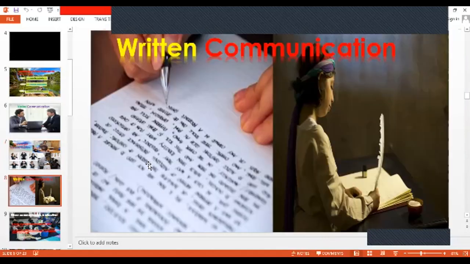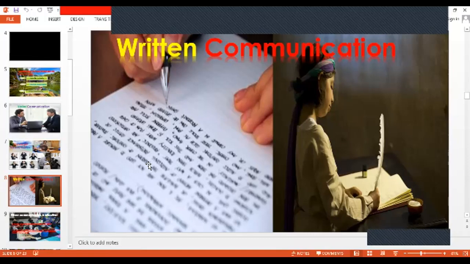Next is written communication. Written communication means the sending of messages, orders, or instructions in writing through letters, circulars, manuals, reports, etc. Suppose we wrote a letter to someone, we wrote an application to someone, but we did not add the complete message. The reader who is reading that, he or she is confused.